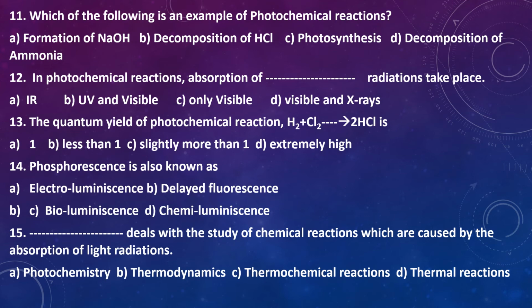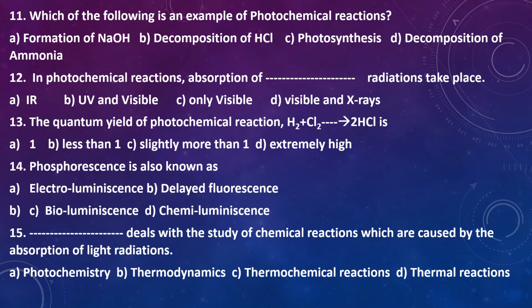Next question number 11. Which of the following is an example of photochemical reactions? Options: A. Formation of NaOH. B. Decomposition of HCl. C. Photosynthesis. D. Decomposition of ammonia. So what is the right answer? C. Photosynthesis is the reaction taking place in the presence of light. Hence, it is an example for photochemical reactions.